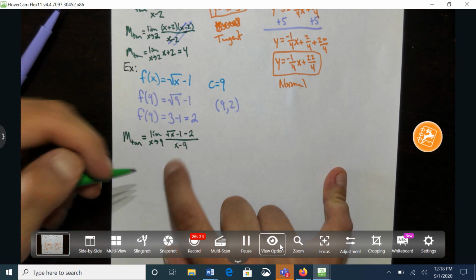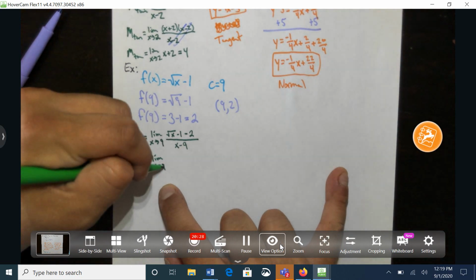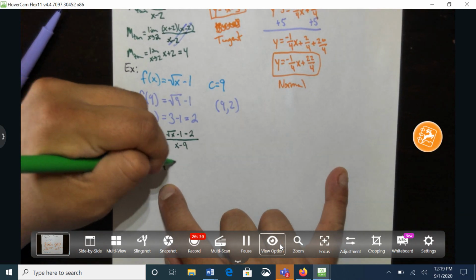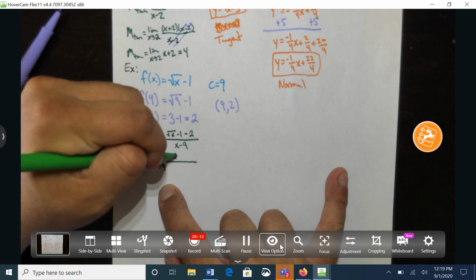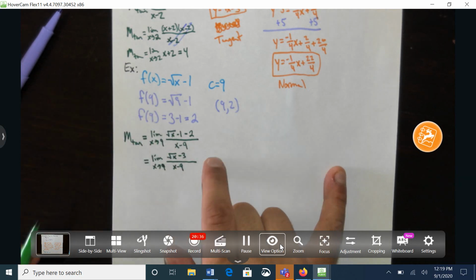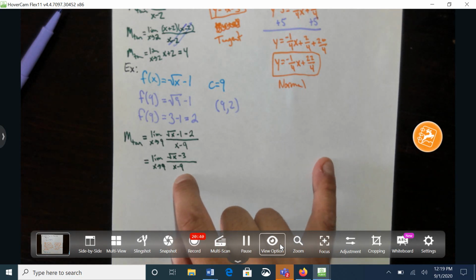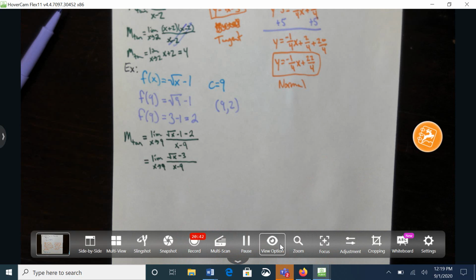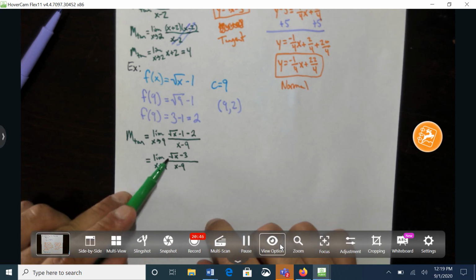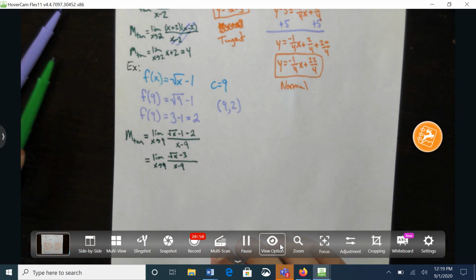So let's combine that on top. The limit as x approaches 9 of the square root of x minus 3 over x minus 9. And we can't plug in 9 right away, right? So we'll get 0 in the denominator. So we're going to have to do some fancy algebra here. And remember, when we see square roots, we want to multiply by the conjugate. So let's go ahead and try that.